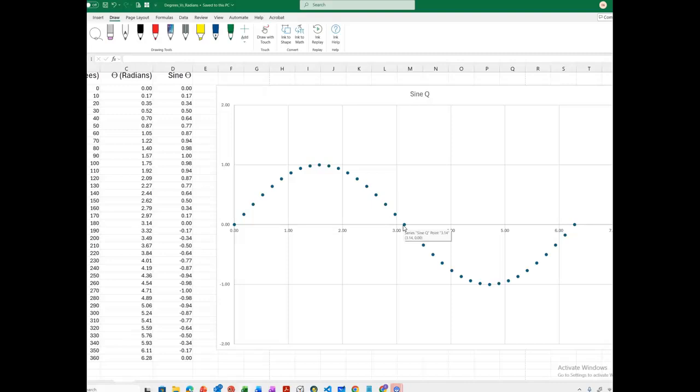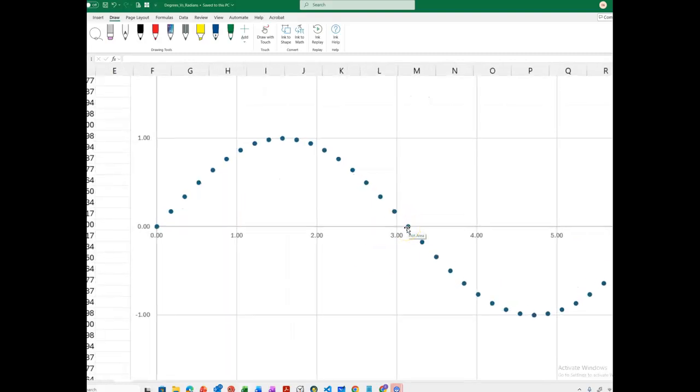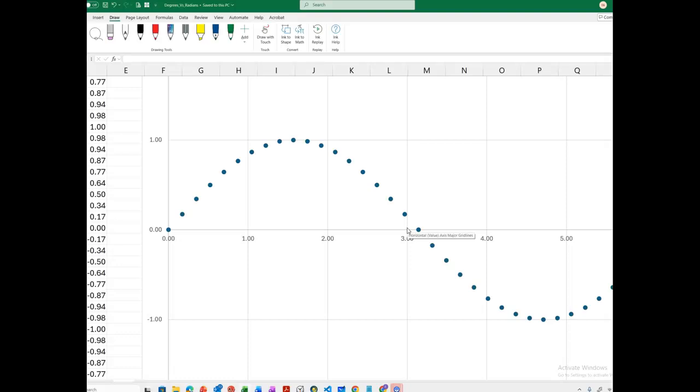I'm sorry, I said x-coordinate. Beg your pardon, this is the sine. I meant to say y. Where is your y-coordinate 0? Pi. And pi is 3.14. So when you look at this graph right here, 3.14 is where 0 is at.